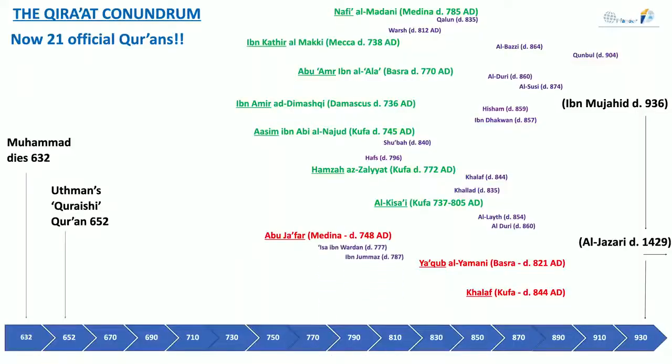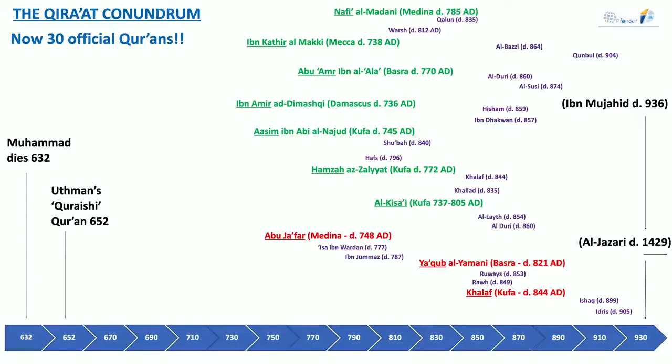Now we get to the other 3, the ones in the red, and they each are given 2 as well by Al-Jazari in 1429, the 15th century. So these are not appointed until the 15th century, almost 800 years after Muhammad. You have Isa ibn Wardan, and you also have Ibn Jammaz for Abu Jafar. Then you have Ruways and Rawh for Yaqub, and then you have Ishaq and Idris. Look at his dates, 905. That is the 10th century. So late. But chosen even later than that, 1429. So those are the 30 now.